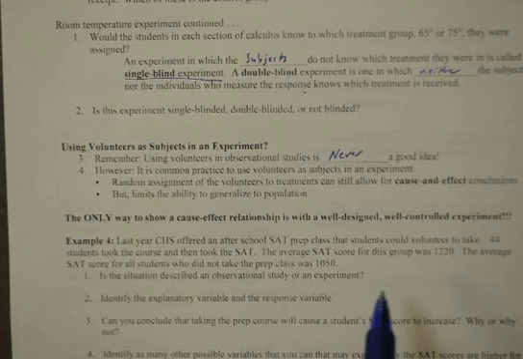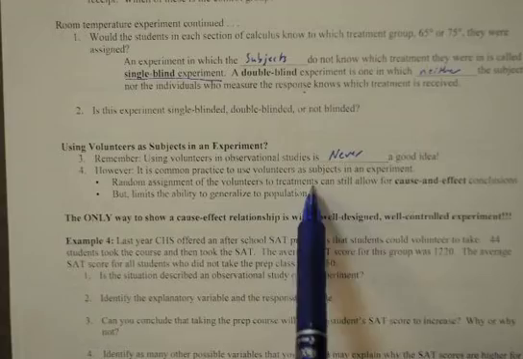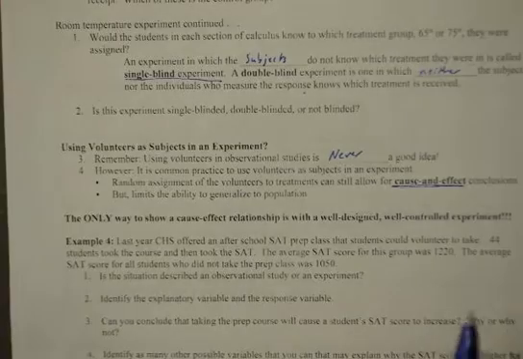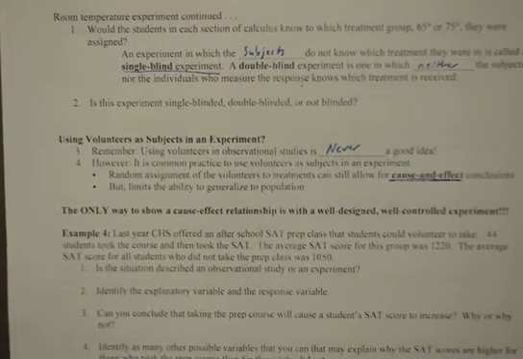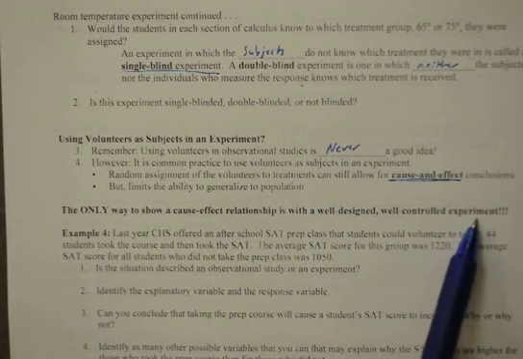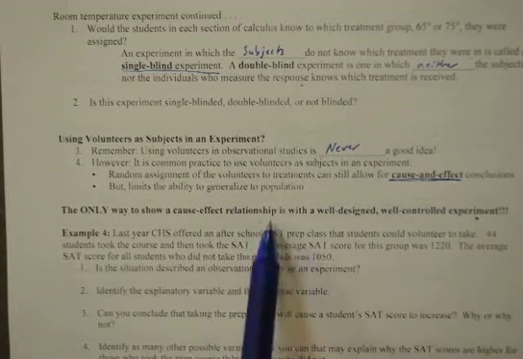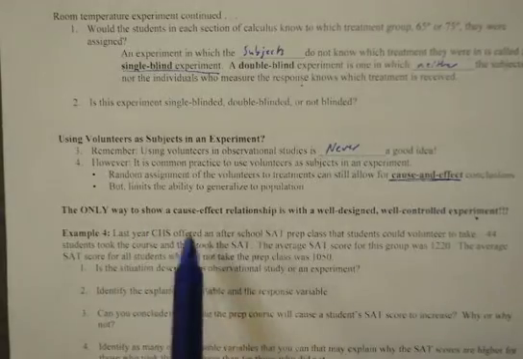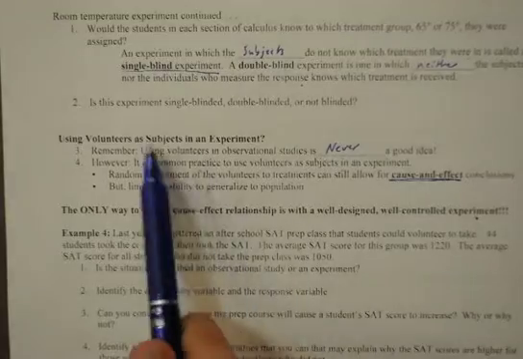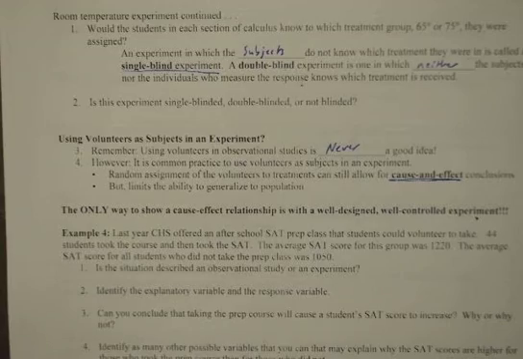When you use volunteers in experiments, the random assignment of the volunteers to the treatments can still allow for a cause and effect relationship. Because if you remember from a previous lesson, the only way to show a cause and effect relationship is with a well-designed, well-controlled experiment. You cannot show cause and effect with an observational study. The difference is if you use volunteers, it limits your ability to generalize to the population. Alright.